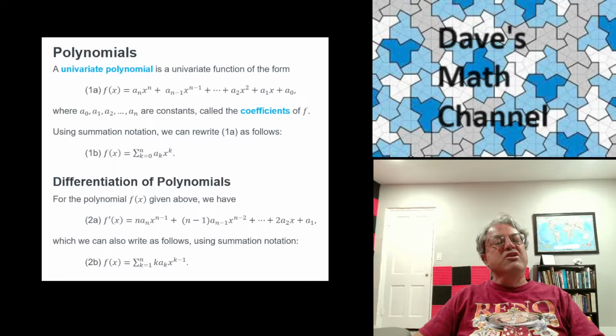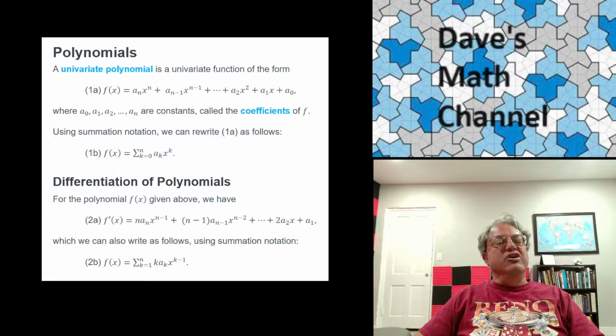Similarly, our second term, since our original polynomial had a sub n minus 1 x to the n minus 1, again using the power rule, the power goes down by 1. That becomes x to the n minus 2. But then the power also gets multiplied by the coefficient a sub n minus 1. So now we get n minus 1 times a sub n minus 1 times x to the n minus 2. I think you see how this goes.